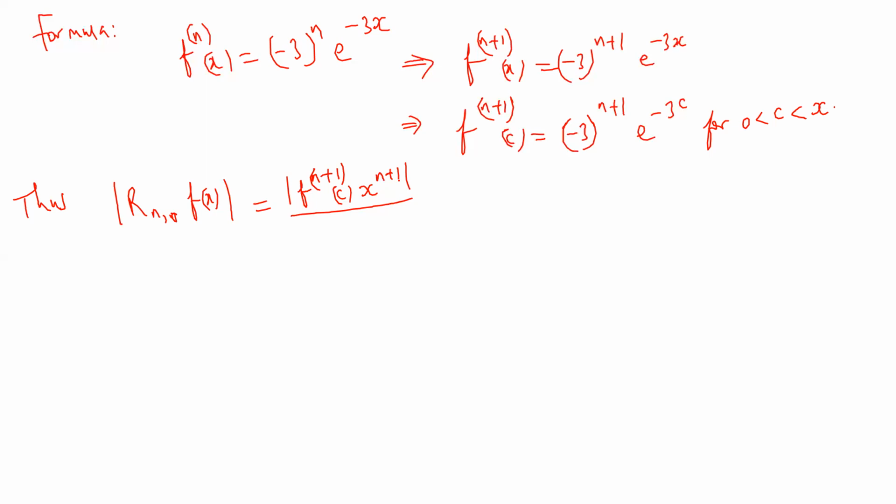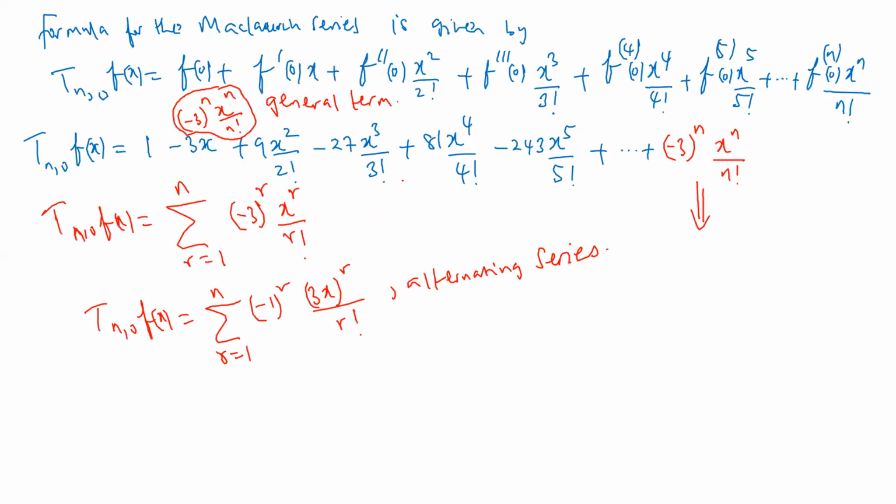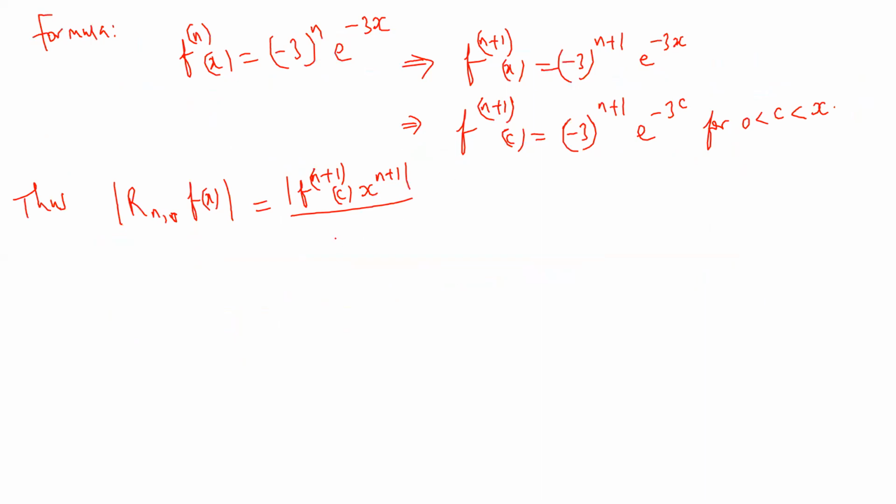Before I write this one, what is the general term of the overall series here? What is the general term of the overall series? So you have this one here. Or if you want to write it, f of n plus 1 at c, and then x to the n plus 1 over n plus 1 factorial. So that's what it's going to be.